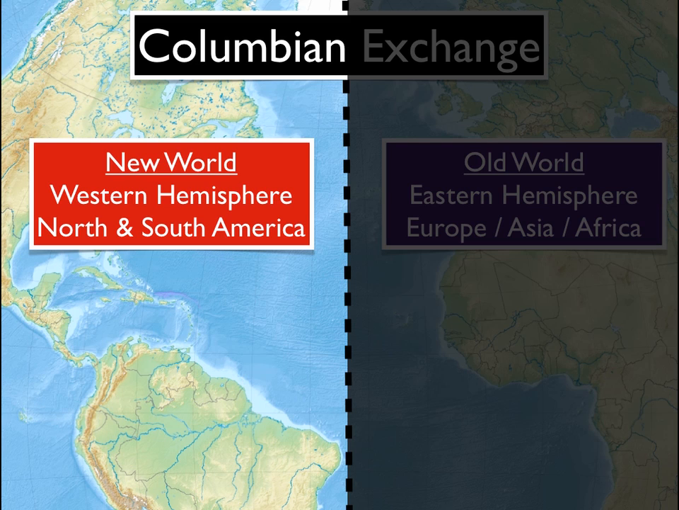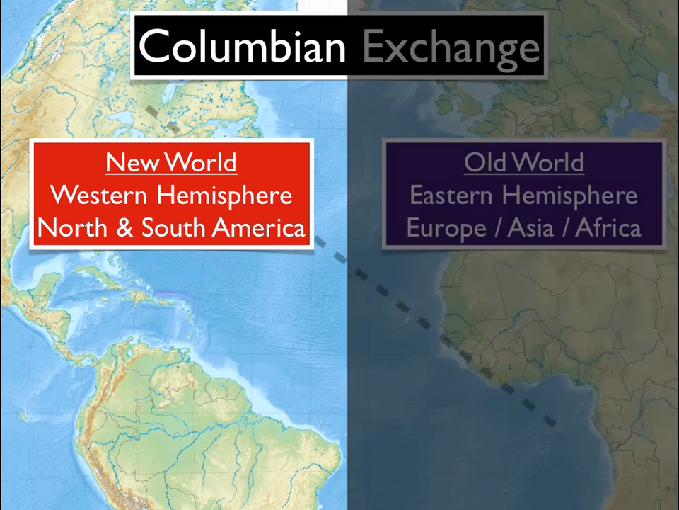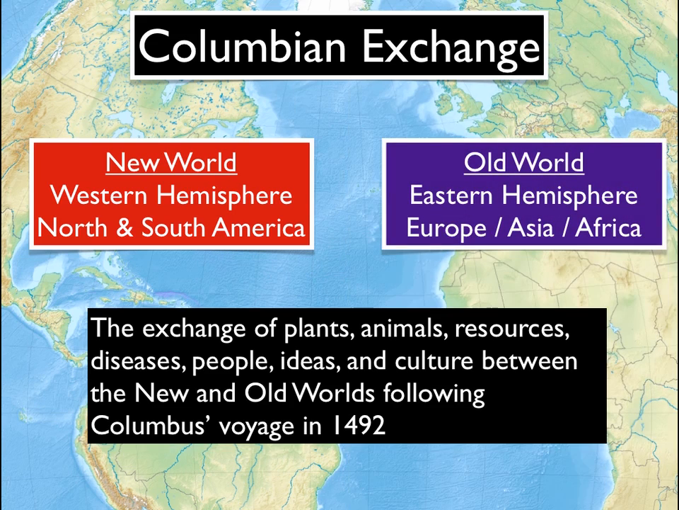Columbus's voyages, starting in 1492, brought these two worlds together in meaningful contact for the first time. Starting in 1492, there was an exchange of plants, animals, resources, diseases, peoples, ideas, and cultures between the Old and New Worlds. This interchange is known as the Columbian Exchange. Now let's look at some specific examples to better understand how different the world was before 1492.